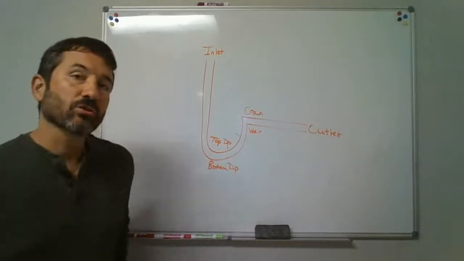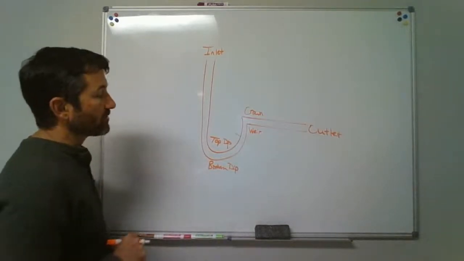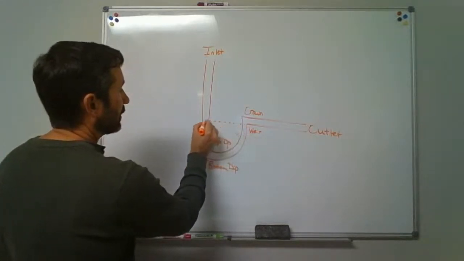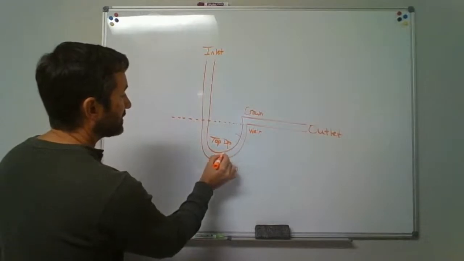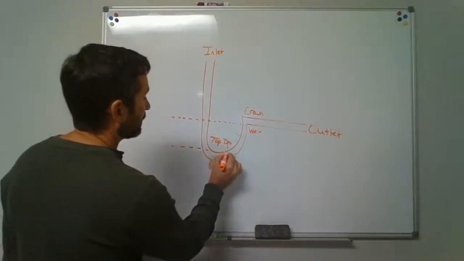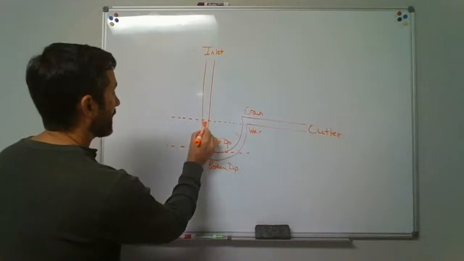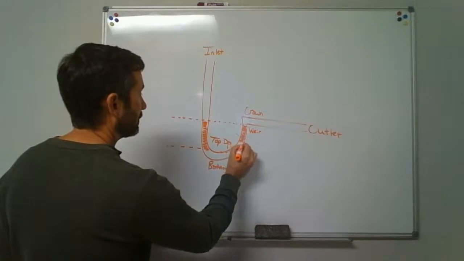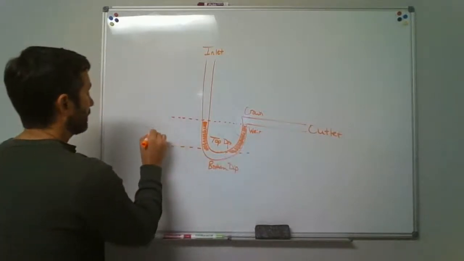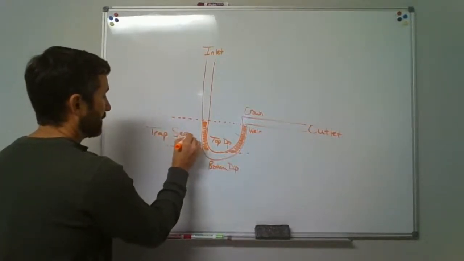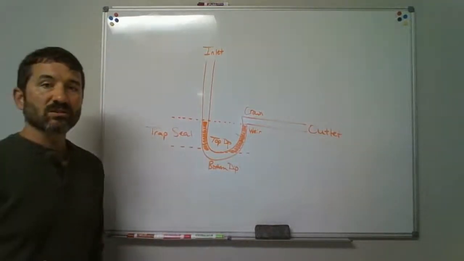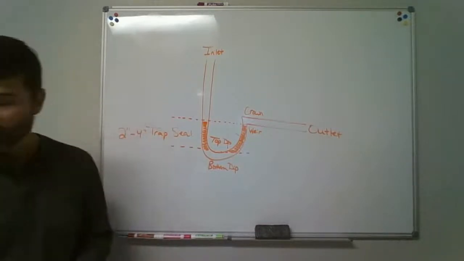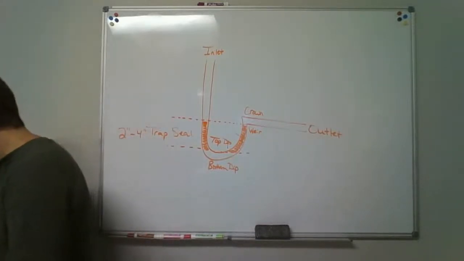Now it says that the trap seal. So we've got to know what parts of the trap make up the trap seal. Between the crown weir and the top of the dip. Okay, right there. This area of the trap makes up the trap seal. Right there. The trap seal. This right here tells us that the trap seal must be between 2 to 4 inches on that. Okay.